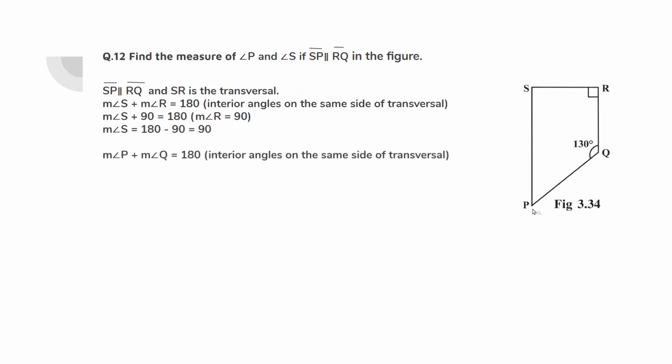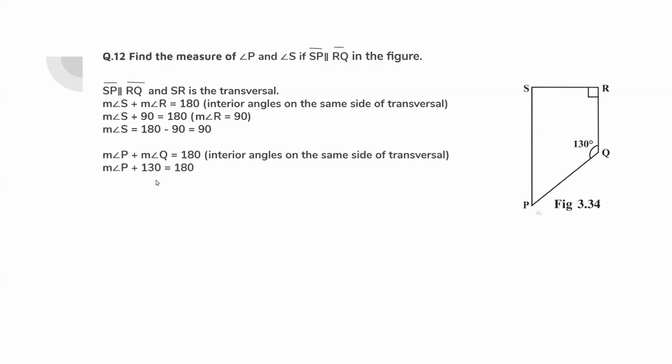Now we have to find measure angle P. The same way, we can take PS and RQ as parallel and PQ we can consider as the transversal. So angle P and angle Q are the interior angles on the same side of the transversal. Their sum equals 180. So measure angle P plus Q equals 180.